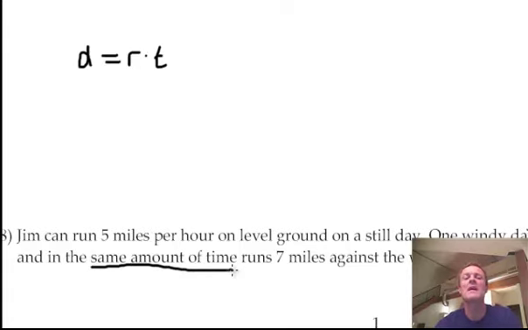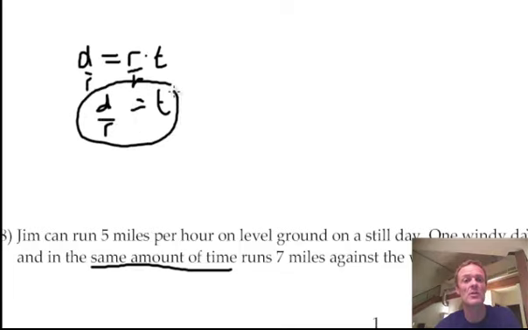Okay, so if I do this, what does t equal by itself? To get t equals, you're going to divide both sides by r. So there we go. T equals distance over speed. That's what time is. So I'm going to use this equation. Time equals distance divided by speed, the rate.